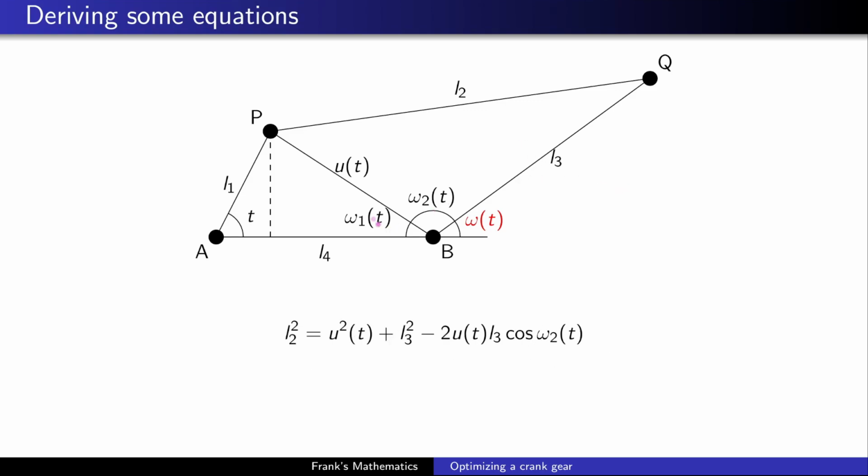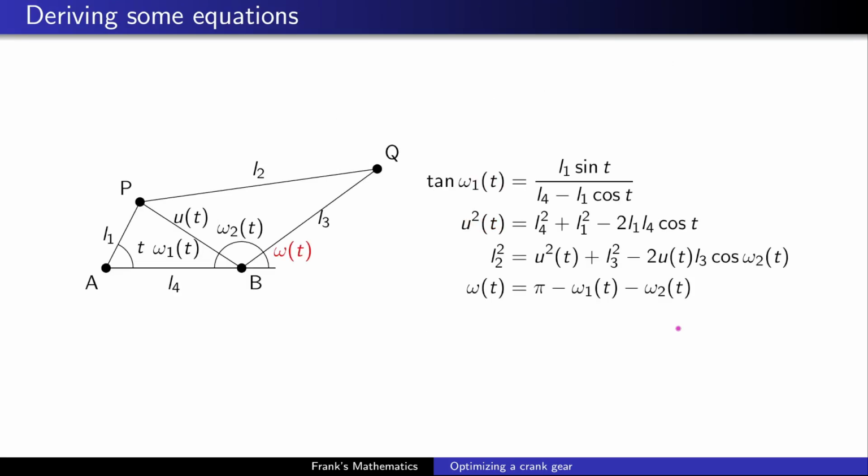It's the same argumentation as we used for the calculation of U of T. It's just the same trick. Or use the general cosine theorem in an arbitrary triangle if you want to. This will also give you the result that L2 to the power of 2 is equal to U squared plus L3 squared minus 2 times U of T times L3 times cosine omega 2. And here you see the term we are aiming for. You can see omega 2. And as already mentioned, omega can now be expressed as pi minus omega 1 minus omega 2.